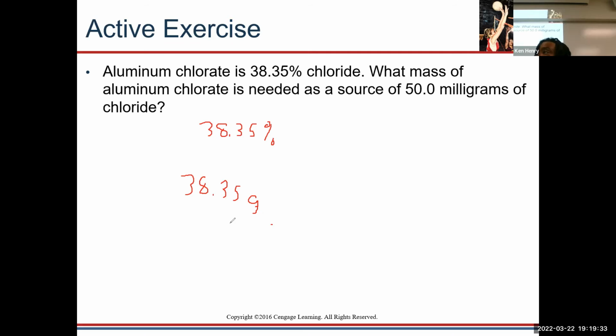I'm starting out with 100, right? So my total is going to be 100 grams. Does that make sense? Okay, so I'm saying that I have 100 grams based upon this percentage, because we base everything on the percentage, right? So that means 38.35 grams is going to be chloride, so that's Cl, and this is going to be the aluminum chlorate.